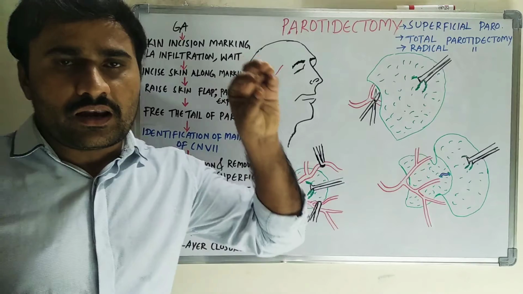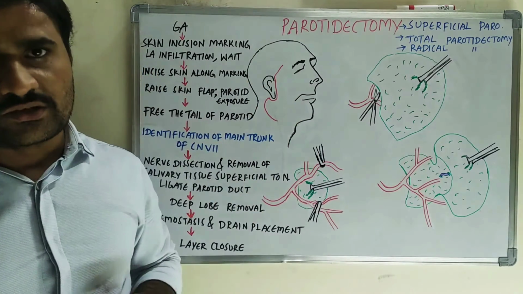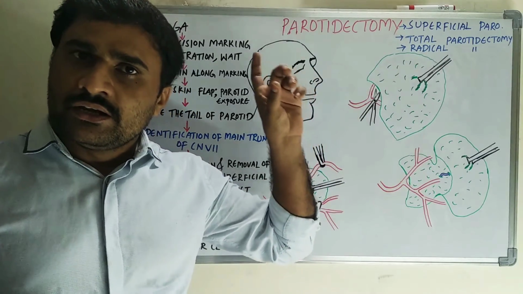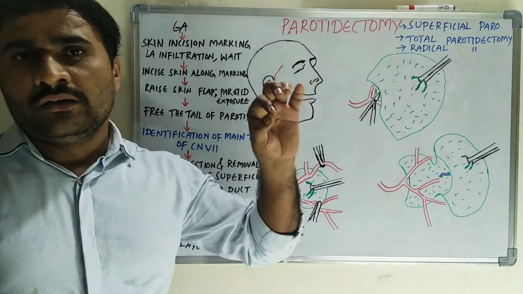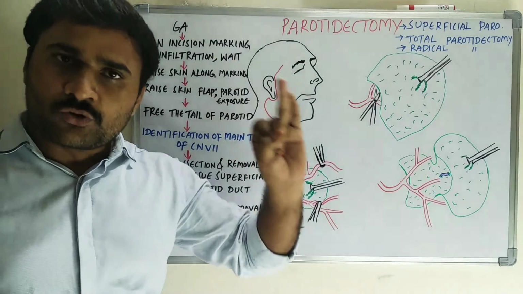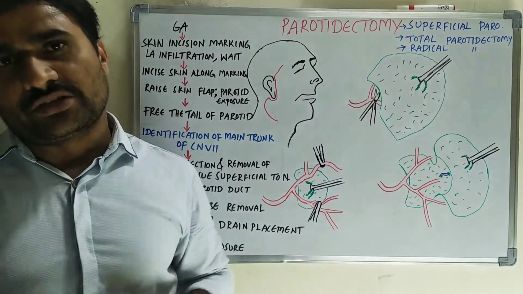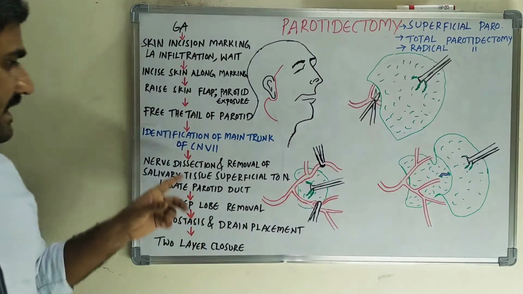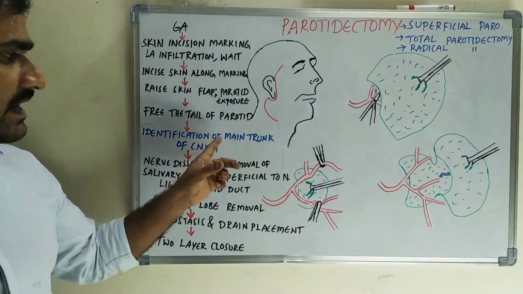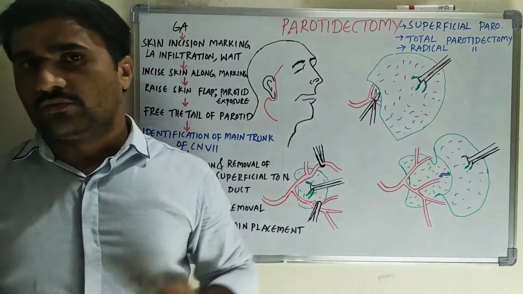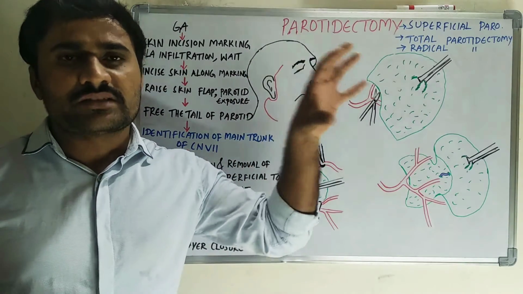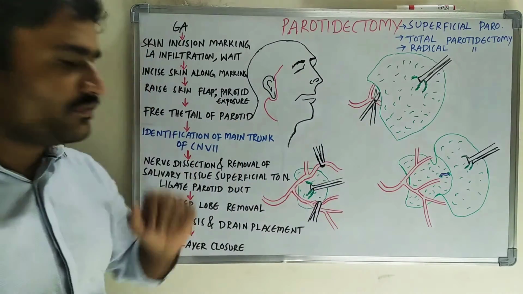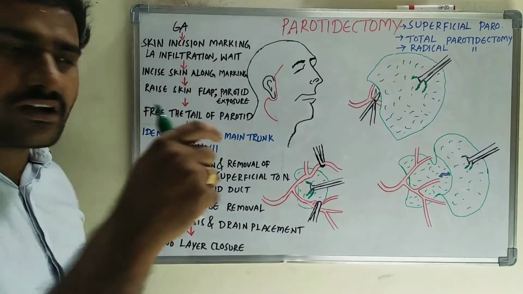We have already discussed how to identify the facial trunk, that is, the landmarks for facial trunk identification. You have to identify all those things. At the tail, you have to separate the parotid gland from the posterior belly of digastric, sternocleidomastoid muscle, and all those structures. After freeing the tail, the next and most important step is identification of the main trunk of the facial nerve. We have discussed that in a separate video, please watch that.